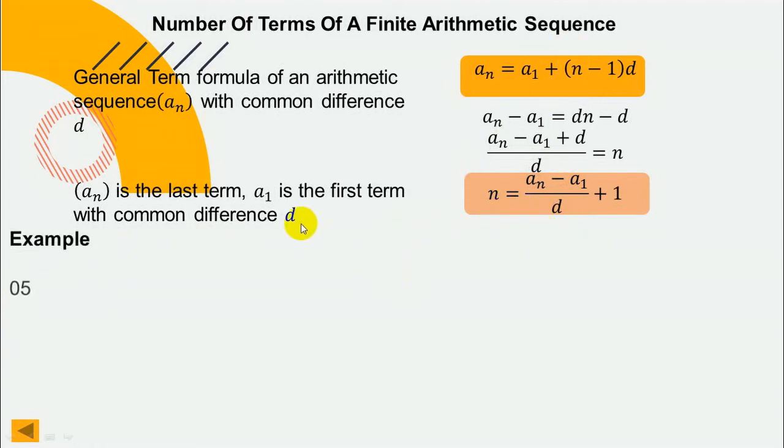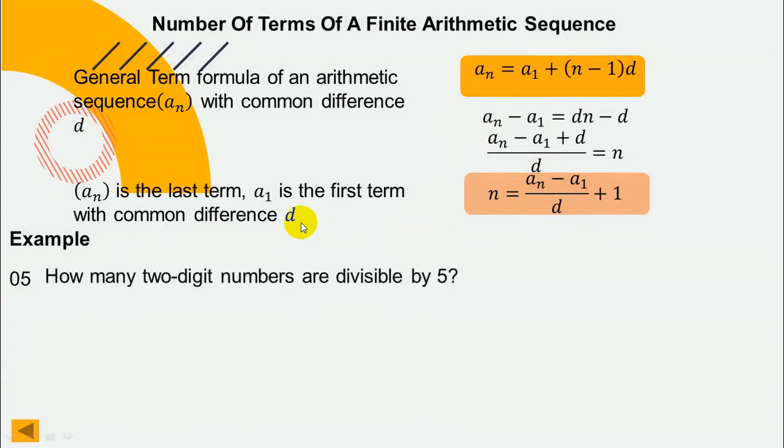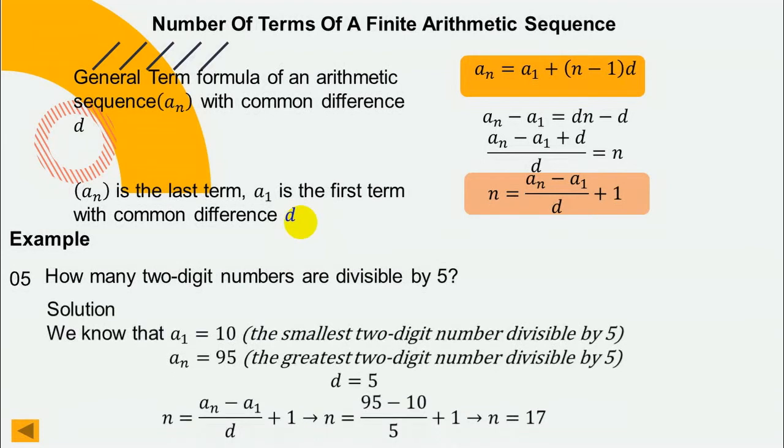Okay, example number 5. How many two-digit numbers are divisible by 5? Okay, you can think about what the two-digit numbers are, right? You can solve this one because they are asking about two-digit numbers. The smallest two-digit number divisible by 5 is the first term, 10. And then the greatest two-digit number divisible by 5 is 95.